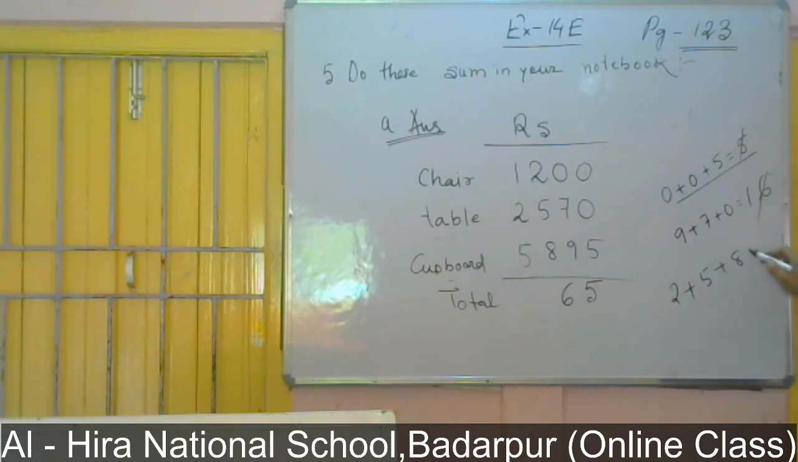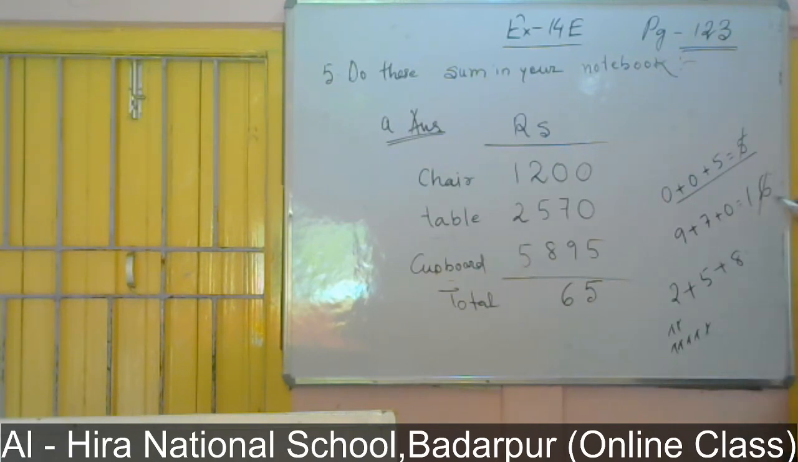So we know that 8 is the greater number. So we are going to give first of all 2 lines, then 5 lines. 1, 2, 3, 4, 5. Now start counting from 9 as it is the greater number. 8, 9, 10, 11, 12, 13, 14, 15. So we are going to write here 15.